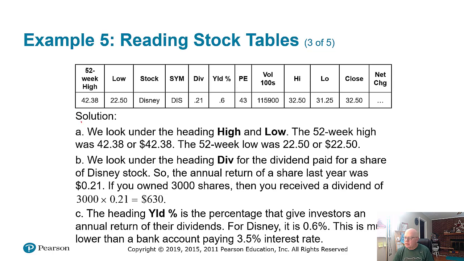So first of all, A, the high and the low. Well, it's right here at the beginning. 52-week high, good. And this represents the 52-week low. It doesn't say 52-week, but it is. So you've got 22.50 was the low, and the high was 42.38. You can see those right here.